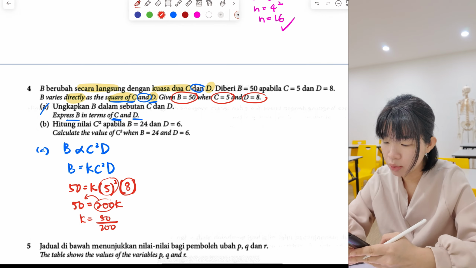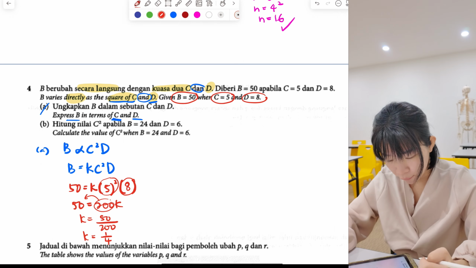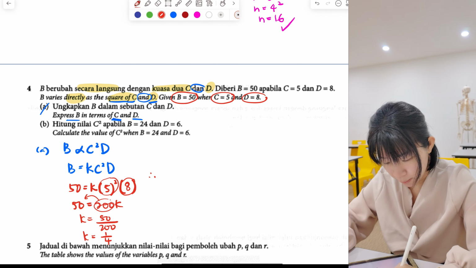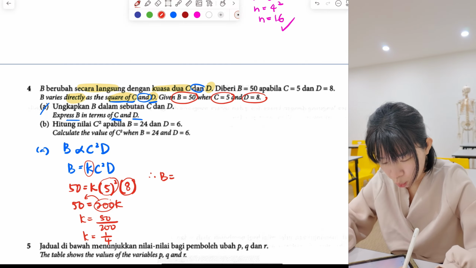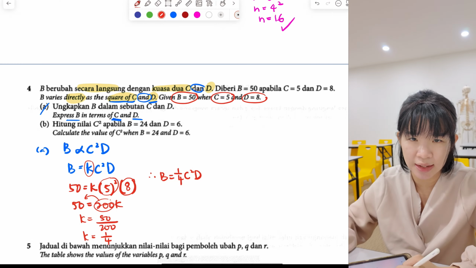So 50 divided by 200, K equals 1 over 4. Okay, 1 over 4. So now we're going to write a complete equation for part A. So B equals, now the K is 1 over 4, so you just put 1 over 4, C squared D. So this is the answer.